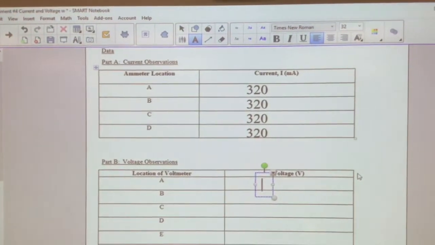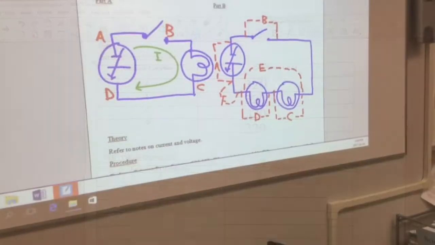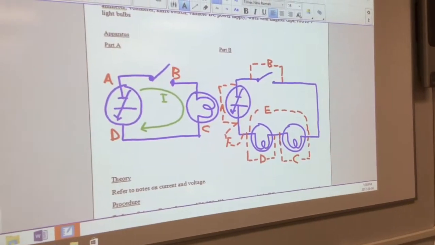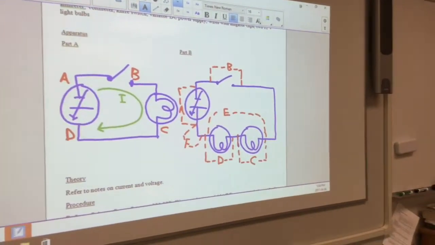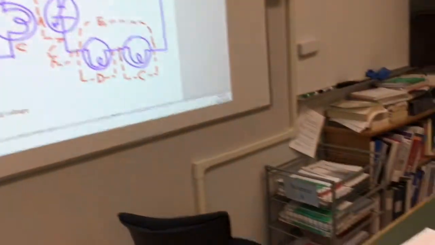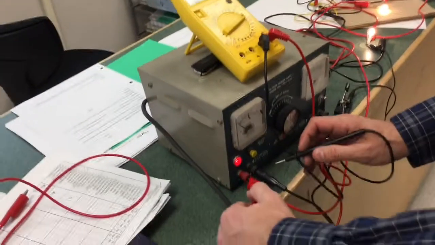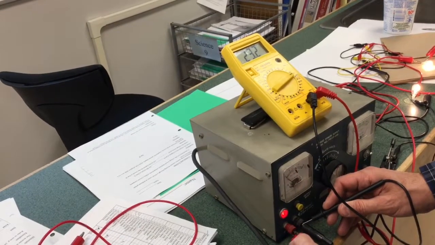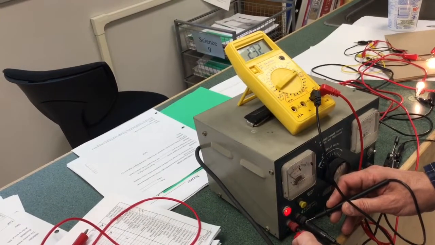Now we're going to move on to part B, which is to measure voltage at different locations. We're measuring the voltage at different points across the circuit. The first one we're going to measure is across the power supply. I'm going to measure that, and Taylor will video the reading, so just video me where I'm connecting it across the power supply, and then on the meter.